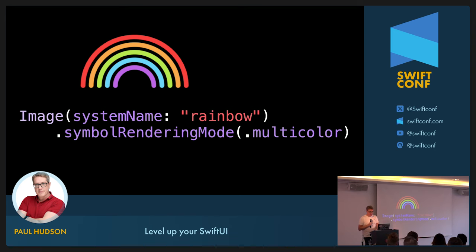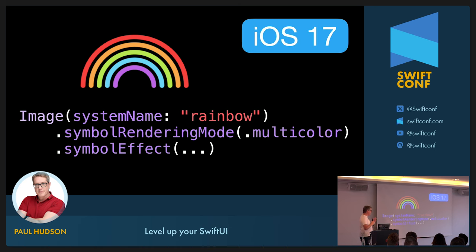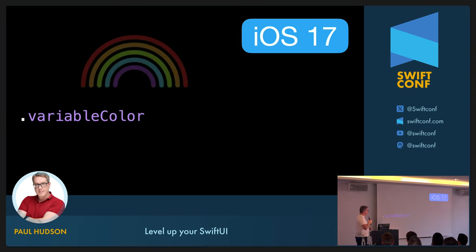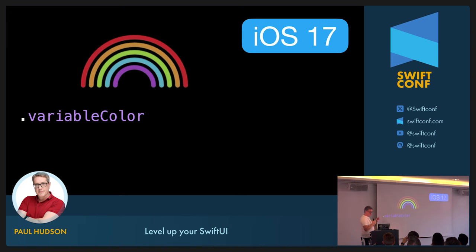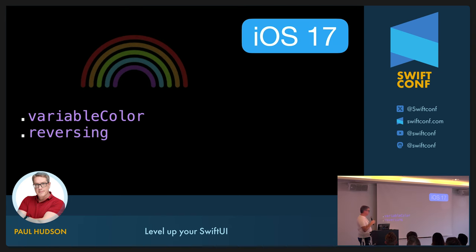But new in iOS 17, we can now say apply a symbol effect to modify this thing rendering at runtime dynamically. Question is, what goes there? And it depends. What are you trying to achieve? For example, you might say, I want to have a variable color rainbow. And you'll get a lovely pulsing effect, like that. One line of code. You could say, I want a variable color with reversing. And that will go up and down again.